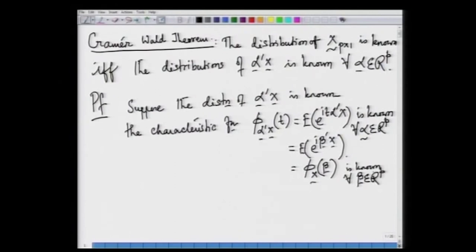So, if this is known for all beta, then this implies that the distribution of x is known. So, we prove one part of the theorem, that if distributions of alpha prime x are known for all alpha, the distribution of x is also known.